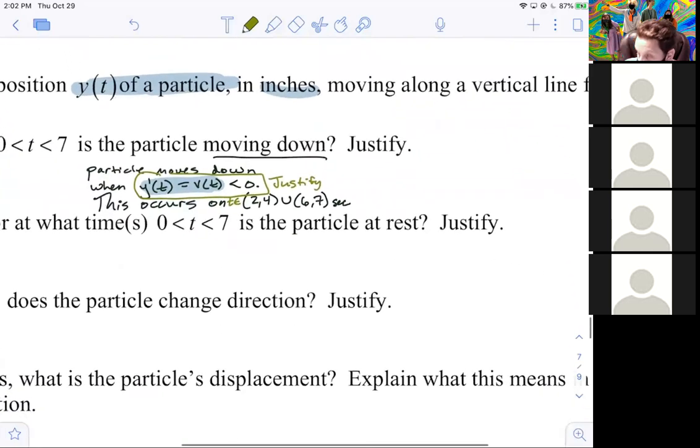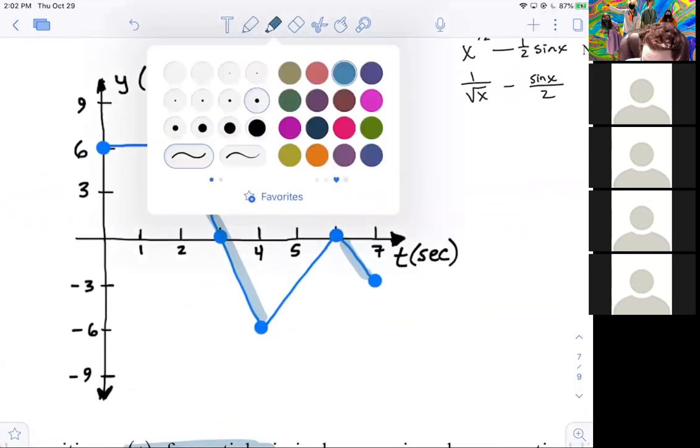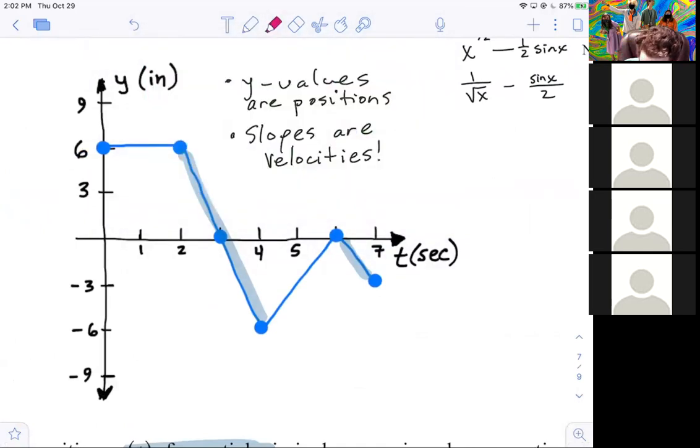When the velocity is 0, the slope is 0. Do we ever have 0 slopes? Yeah, from 0 to 2, right? Now notice this particle is changing at crazy rates. There is a sharp turn at 2, a sharp turn at 4, a sharp turn at 6. So that's where the derivative doesn't exist. That's where the velocity doesn't exist.